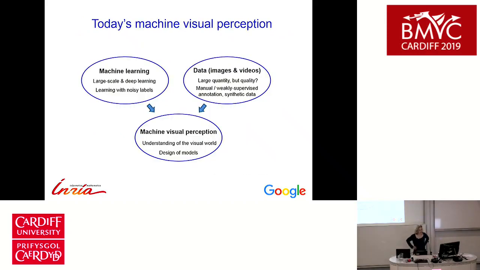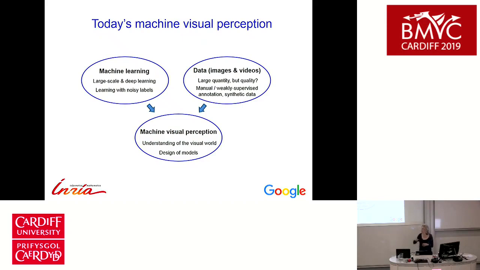Okay, and so what are the important components for today's machine vision perception? One is machine learning. Obviously, everybody knows that machine learning, in particular deep learning and weakly supervised learning, has become very important. And then the other thing which is very important, maybe even more important, is the data, right? So basically, you have to have some data to learn from. There's obviously a lot of data online, but what is the quality of the data, right? There's a large quantity, but the quality is not always that good.